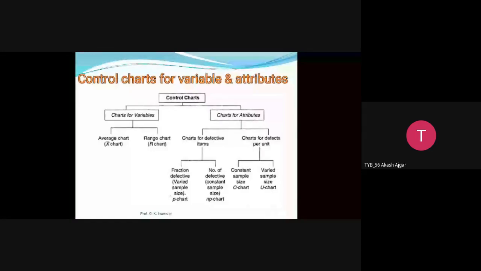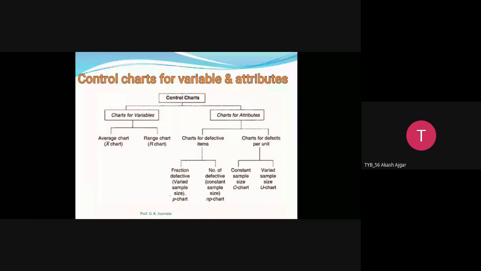Now you can see here, control charts are divided into two parts, for variables and attributes. Variables are again divided into two charts, that is the average chart, that means X bar chart, and the range chart, that is the R chart. So charts for the variables are divided into two subtypes, called the X bar chart and R chart. Please remember, variable charts means X bar and R chart. And attribute charts are again divided into two types, called defective items and defects per unit. Charts for defective items and charts for defects per unit.